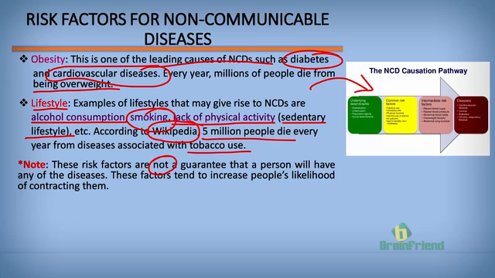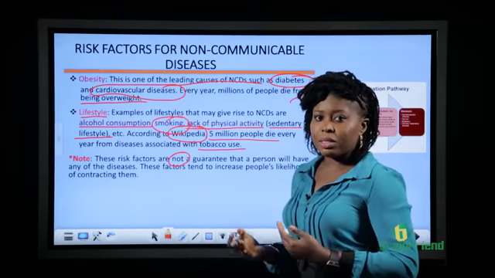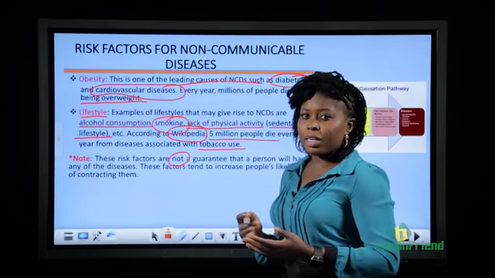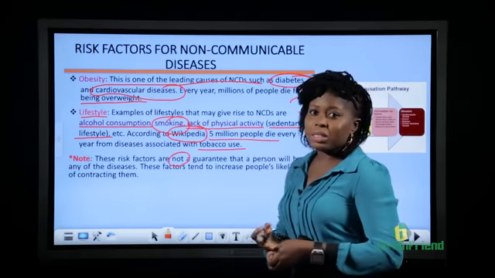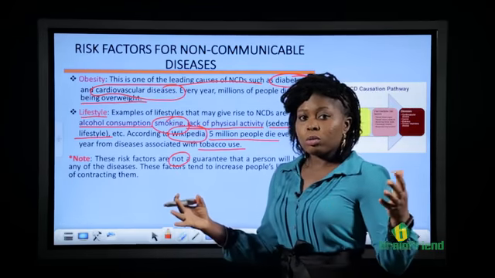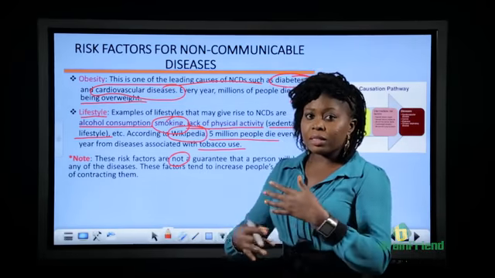Now we have here the non-communicable disease causation pathway, okay, how it builds up. There are some underlying determinants of non-communicable diseases, those things that are kind of hidden, but somehow they lead to the development of non-communicable disease across countries. We have globalization as a factor, as an underlying determinant of non-communicable disease. Globalization simply means the ability for people from different regions of the world to come together, interact, interrelate.